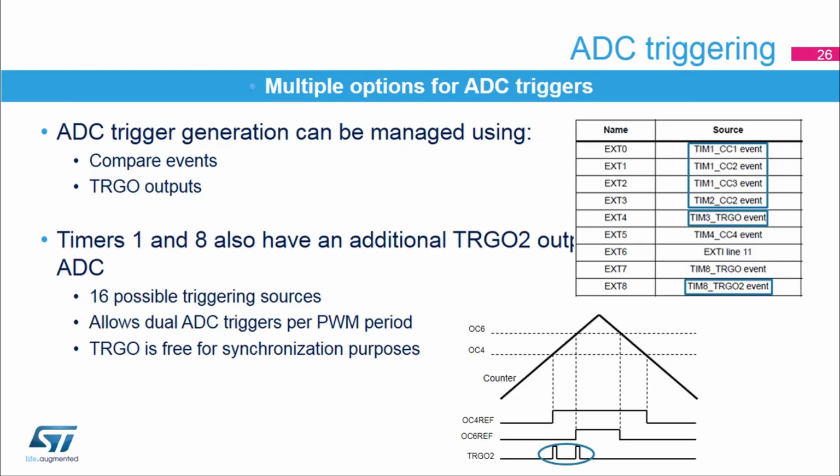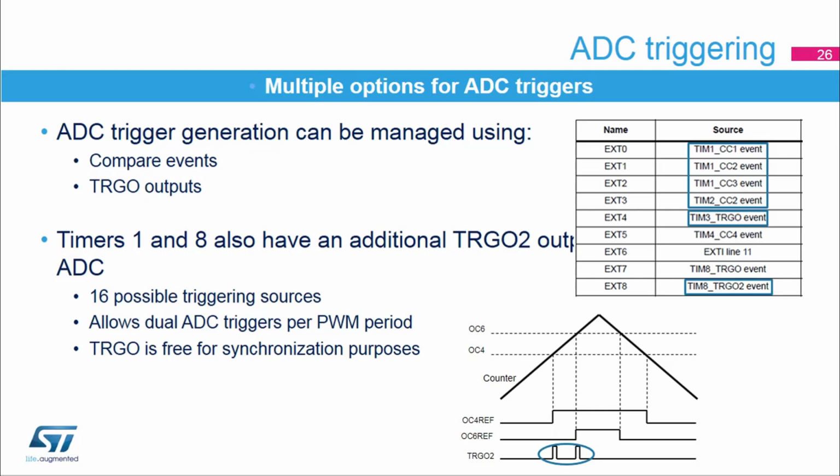This slide presents the ADC triggering options related to the timers. The ADCs can be triggered with most of the STM32 timers, with 3 options. This can be done using compare events. The ADC conversion will start on a given compare event. The list of supported compare events varies from one timer to the other, as shown on the table.